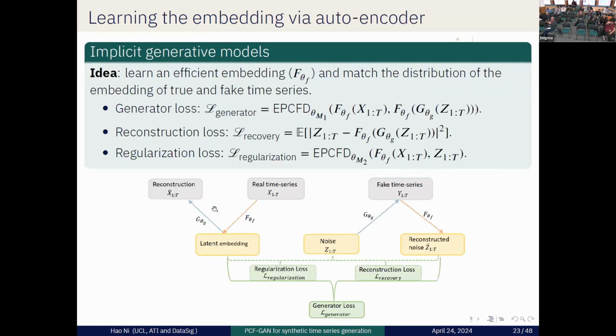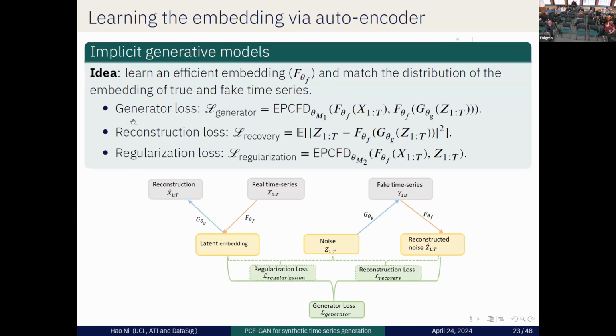To enhance the capacity of the PCF-GAN, especially for the high-dimensional time series case, we incorporate an auto-encoder into our PCF-GAN. The idea is very simple. Instead of matching the distribution of the true and fake time series directly, we learn an efficient embedding from the data, and we match the embedding of the true and the fake data. One important thing about the embedding is that it should be invertible. Otherwise, we may lose important information about the time series distribution.